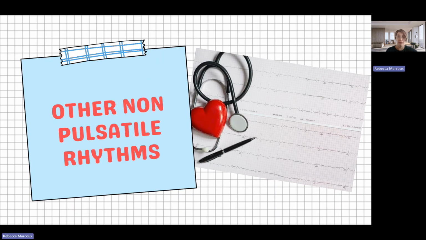Now we're going to move on from ventricular rhythms and talk about our other non-pulsatile rhythms. And so I named it this because in our ventricular rhythms, we have 2 non-pulsatile. We have our VF and our pulseless VT. But we have 2 more types of rhythms that do not have a pulse that are not ventricular rhythms.